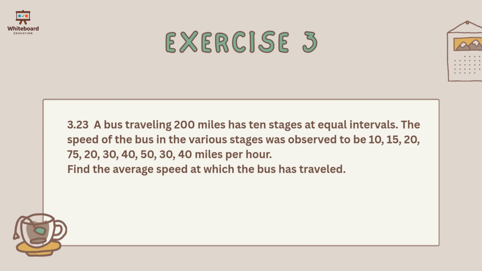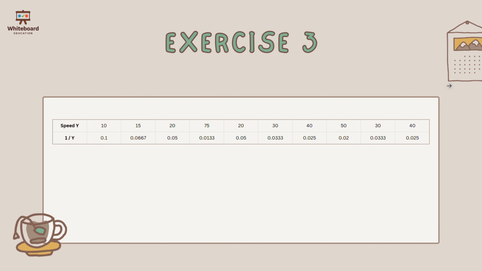The speed of the bus in the various stages was observed to be 10, 15, 20, 75, 20, 30, 40, 50, 30, 40 miles. Find the average speed at which the bus has traveled. Here, as we know that there are 10 equal intervals, the average we need to find is the harmonic mean. First, convert the data into a tabular form. We know the speed y in the 10 stages.